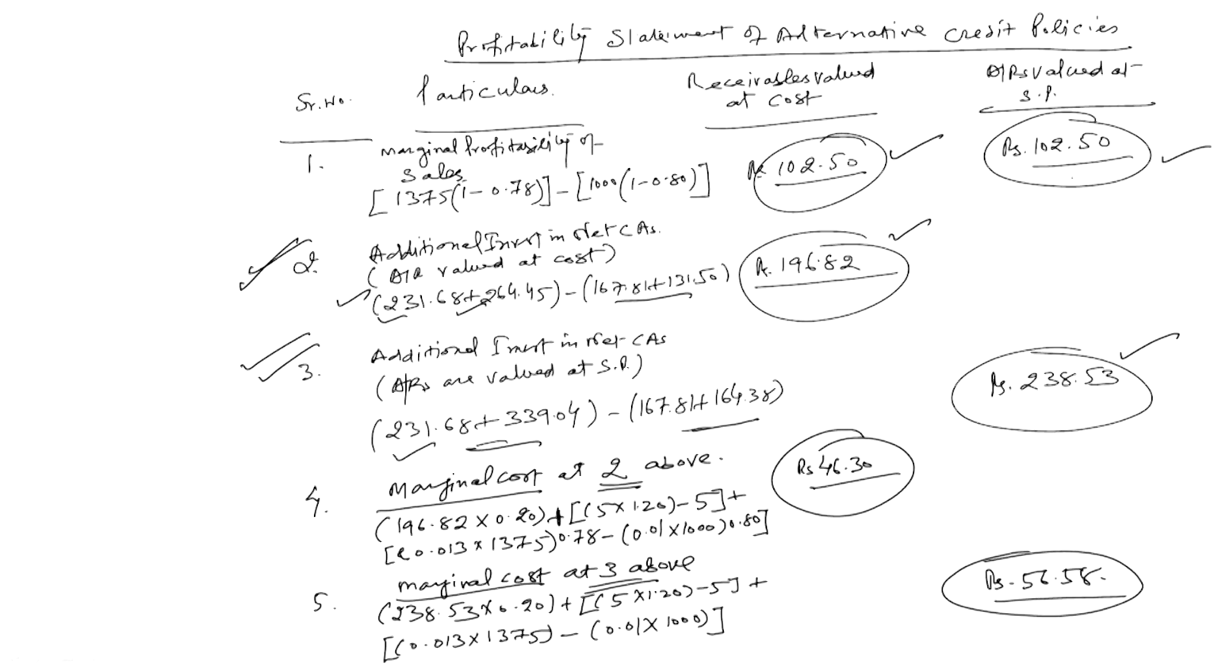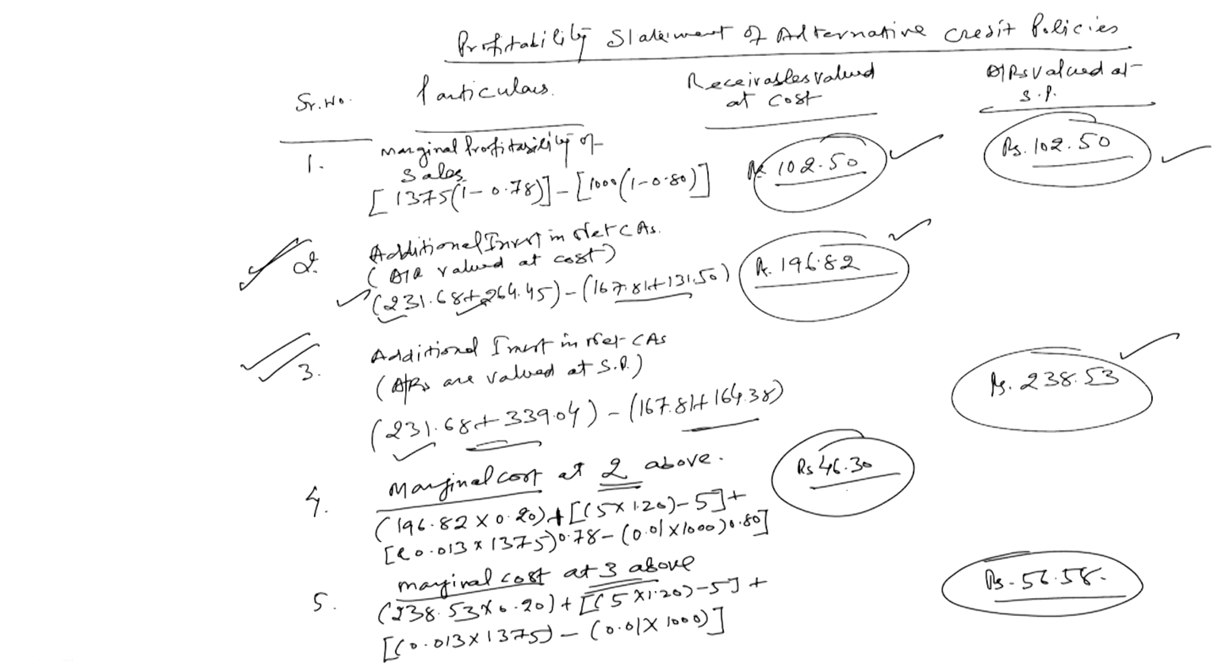Marginal profitability at both the levels is 102.50 crores, whereas marginal cost, when the receivables are valued at cost, is 46.30 crores. So, the marginal profitability is sufficiently higher than the marginal cost. So, it means the decision is yes, we can relax the credit policy, because the difference between the cost and the profitability is very significant. Second case, the marginal profitability and the marginal cost when the receivables are valued at selling price.